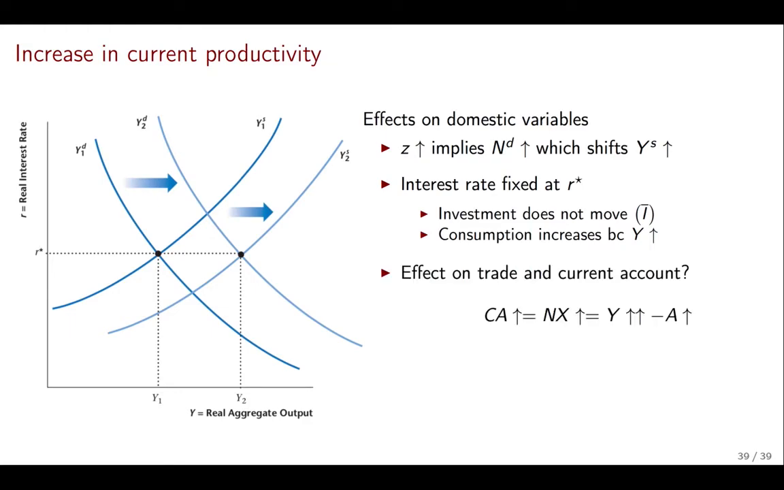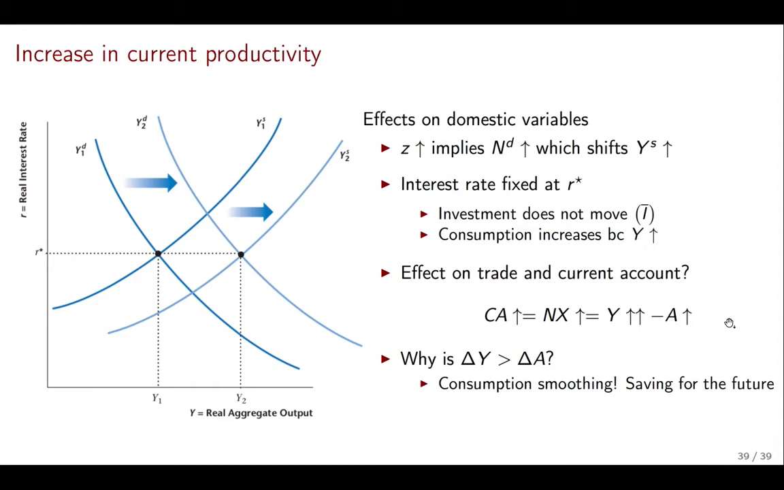So then what's the effect on trade on the current account? Well, it turns out we can actually show unambiguously that the current account is going to go up. So net exports are going to go up. And the reason is that even though absorption is going up because of the higher consumption, we know that output is going to go up more than how much absorption goes up.